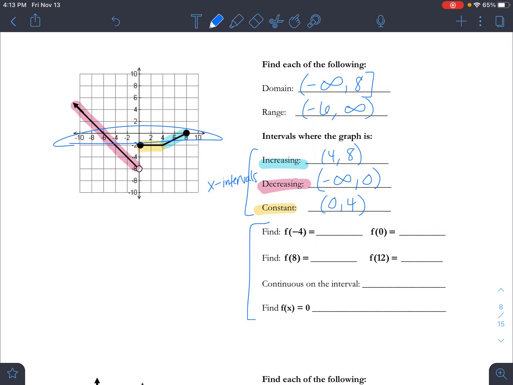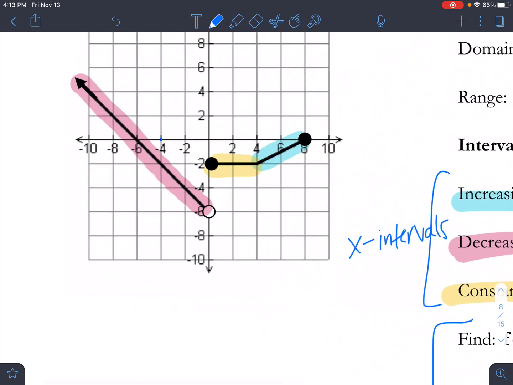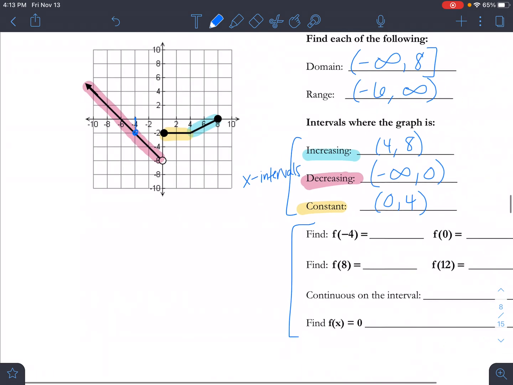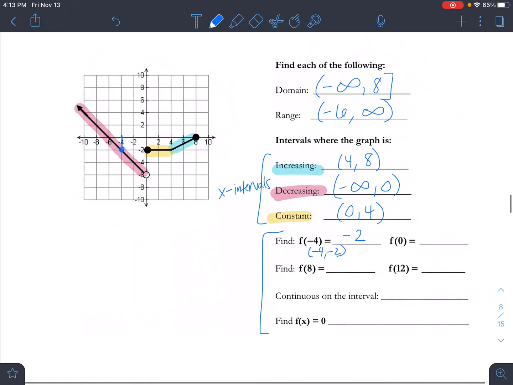F of -4. Okay, so where is -4? So we're looking at when x is -4, what's y? That would be at -2. Again, this represents the point -4, -2. How about f of 0? Now this is kind of a weird one I already talked about.